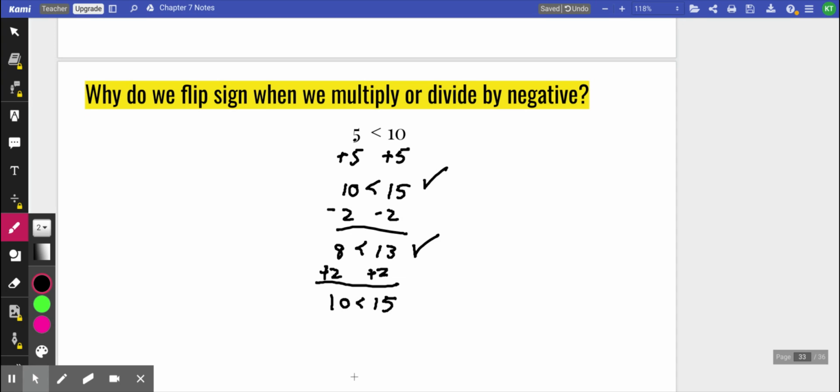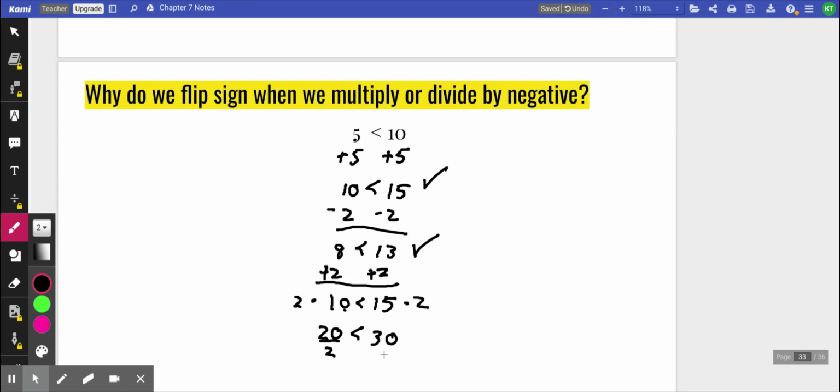Okay, and hopefully we can all agree with that. Now, let's times both sides by 2 to start. Okay, times both sides by 2. So we would have 20. Is that less than 30? And the answer is yes. So if we multiply by a positive 2, it's still a true statement, right?